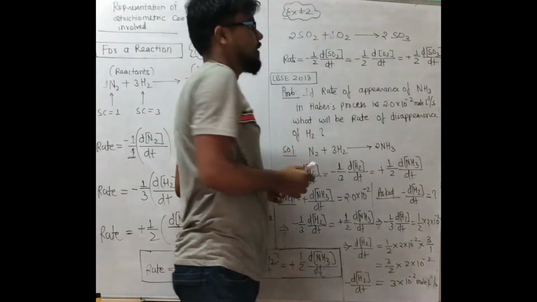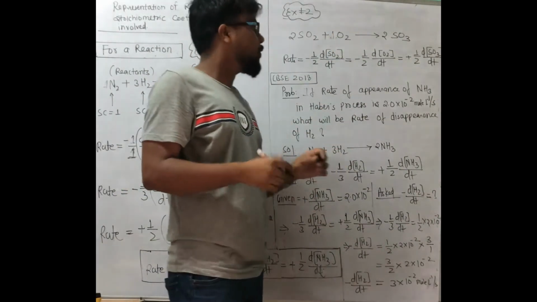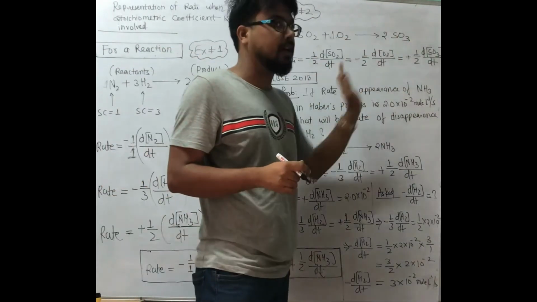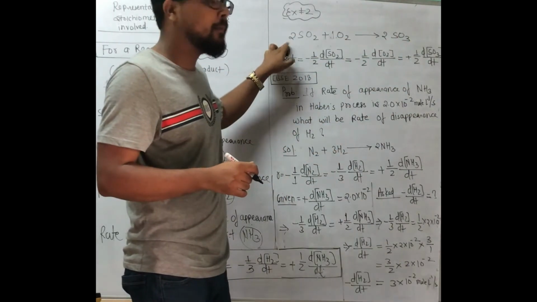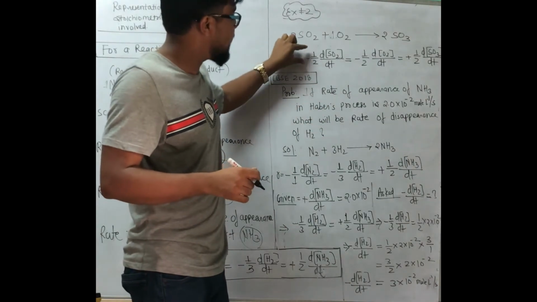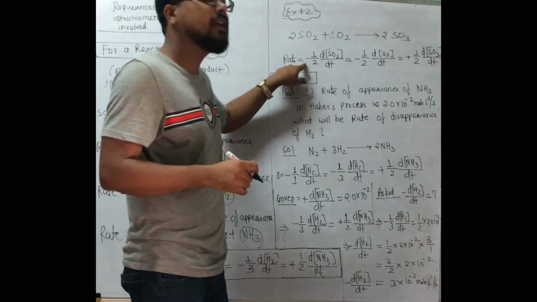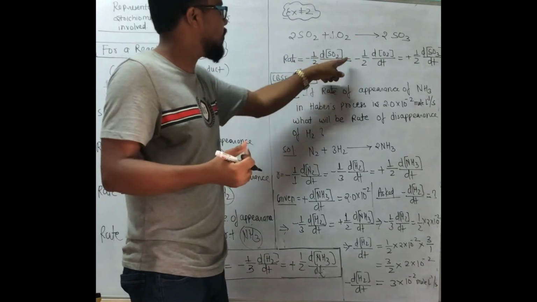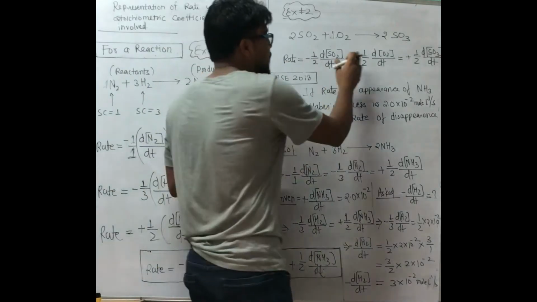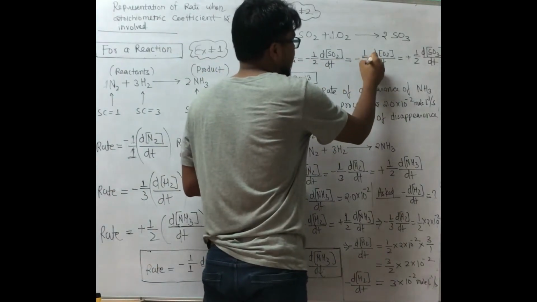We can mention. And what about SO3? It is 2. So again SO2 is reactant, O2 is reactant, and SO3 is product. So what is the number of stoichiometric coefficient for SO2? It is 2. So I write 1 by 2 in terms of minus d[SO2]/dt, minus 1 by 2. Here for oxygen it would be minus 1 by 1.